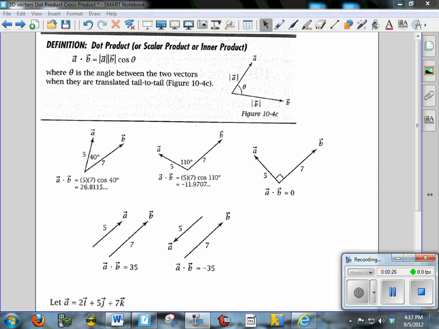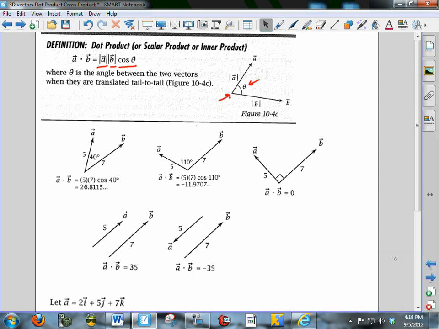The definition of the dot product is that A dot B is the magnitude of A times the magnitude of B times cosine of theta, as seen in the definition box. Notice in this definition, the vectors have to be positioned tail to tail, with the angle theta being the angle in between the two vectors. Now let's look at the consequences of this definition.